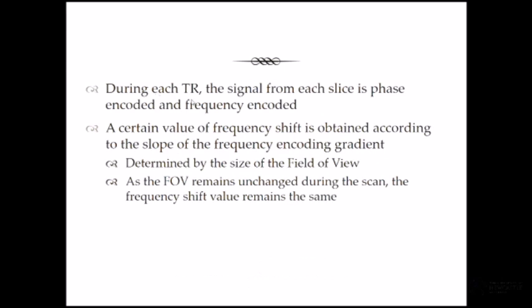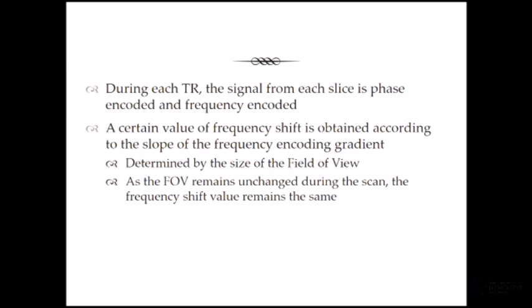So during each TR, the time to repetition, the signal from each slice is phase encoded and frequency encoded. A certain value of frequency shift is obtained according to the slope of those gradients. Remember before I said about umbilicus, superior, inferiorly, think of one being positive, one being negative, depending on how we've encoded it. So the slope of the frequency encoding gradient will determine the field of view. So the stronger the gradient, the smaller the field of view.